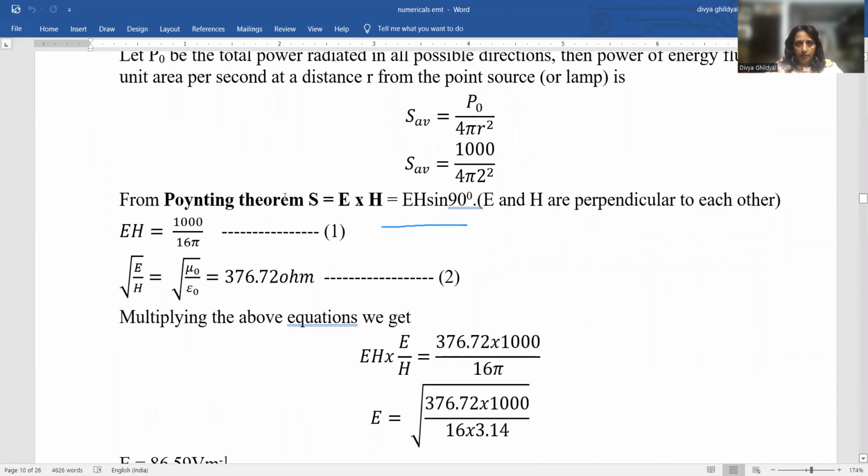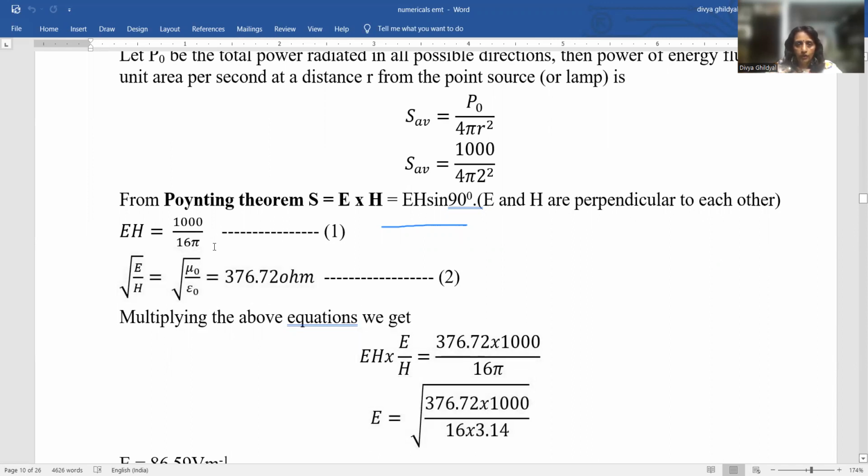Okay, next we remember from Poynting theorem that Poynting vector S is equal to E cross H. That is EH sine 90, because the electric and magnetic fields are perpendicular to each other. Also, in the formulas given above, under root E upon H is equal to mu naught upon epsilon naught, and the approximate value, as I told you, you can keep this or you keep it 377. Detailed derivation of all this has been done in lecture 4.